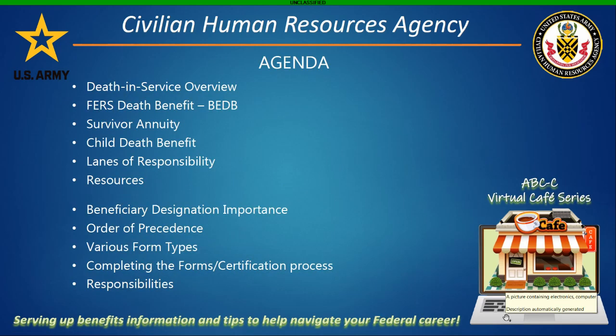So today we're going to merge two different Virtual Benefits Cafe topics into one session, because both are equally important. We will be discussing an overview of the death in service process, the first death benefit, how your survivor may be able to apply for a retirement annuity on your behalf and receive that benefit. And then there is also a children's death benefit as well. And then what happens when a death in service occurs. We'll also be covering the importance of the beneficiary designation process, the order of precedence that your benefit payouts will follow, various types of beneficiary forms that the federal government has, and then their completion, as well as who to forward them to once they are completed.